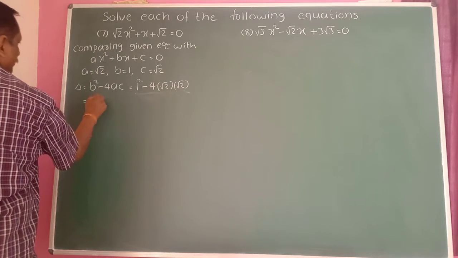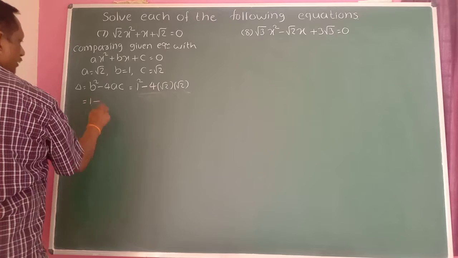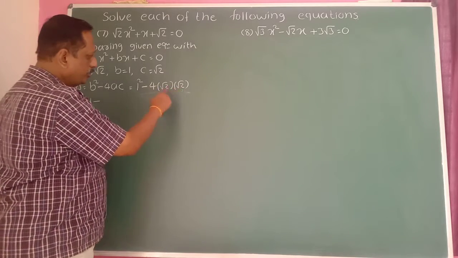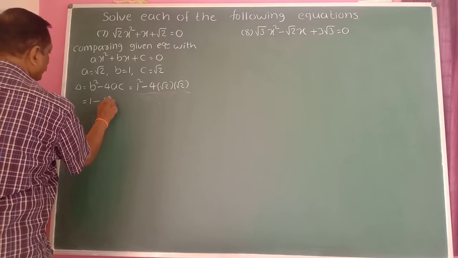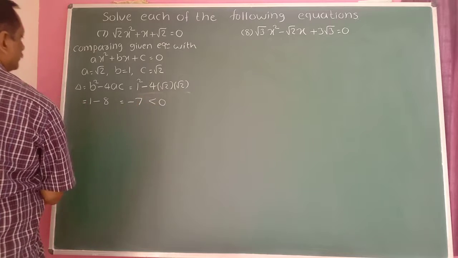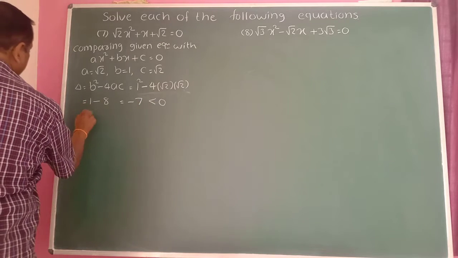Therefore, this is equal to 1 square is 1. So root 2 into root 2 becomes 2. 2 into 4 becomes 8. 1 minus 8 is minus 7. It is less than 0. Here the roots are complex roots.